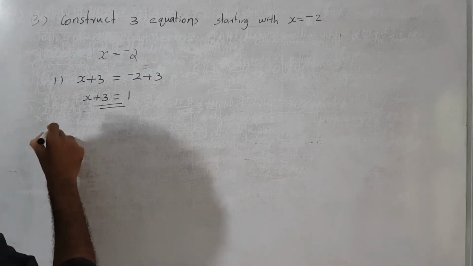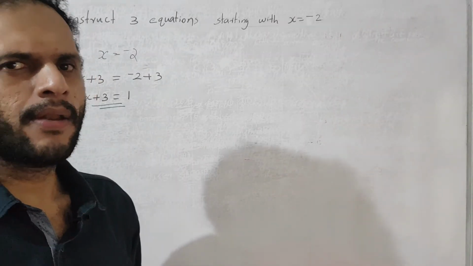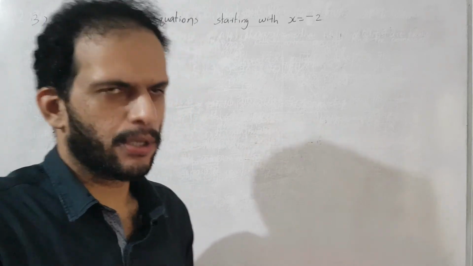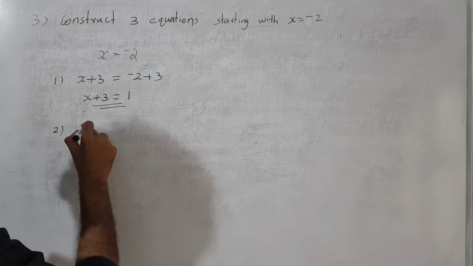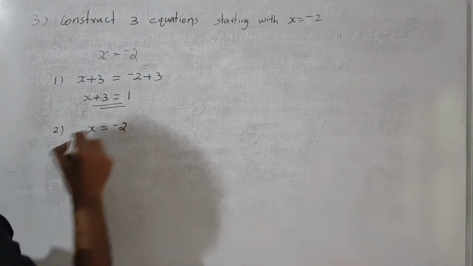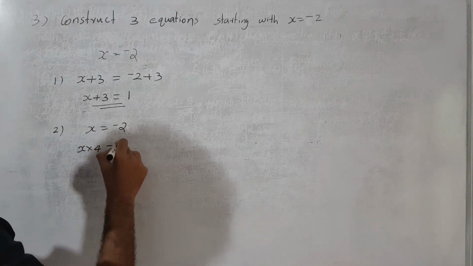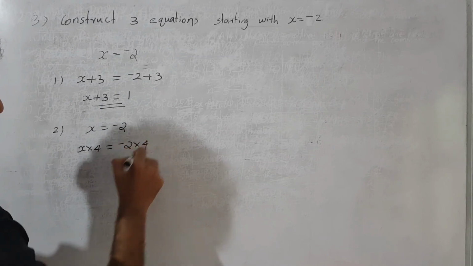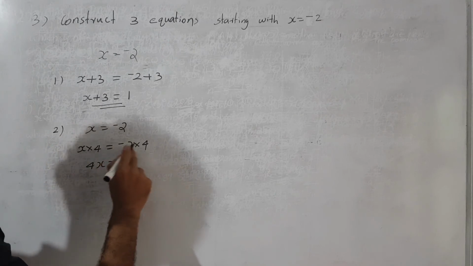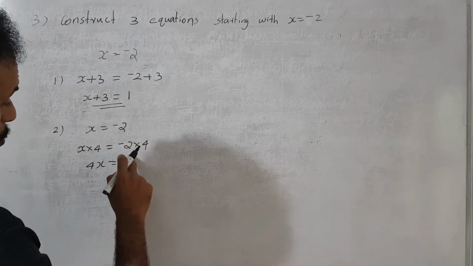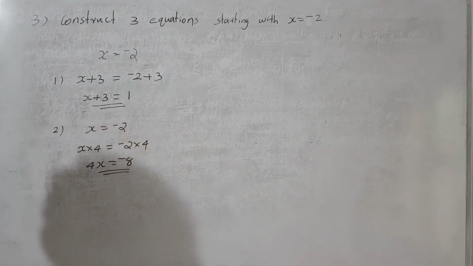Okay. So we make the second equation. We choose one number. The number is 4. And we fix the operation as multiplication. Okay, and we do the multiplication by 4 on both sides. Then first x is equal to minus 2, then x into 4 is equal to minus 2 into 4. x into 4 is 4x is equal to minus 8, since minus 2 into 4 is minus 8. This is our second equation.